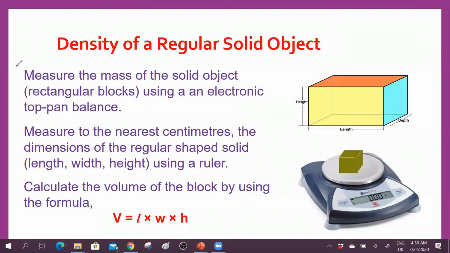Now I'm going to talk about the density of a regular solid object. If I have this kind of solid object that has a length, width, and height, then to find the density, first of all, we can calculate the volume of the cuboid. The formula for the volume is length times width times height. The mass of the same cuboid, we keep it on the top pan balance to get the mass of the regular object by this method.